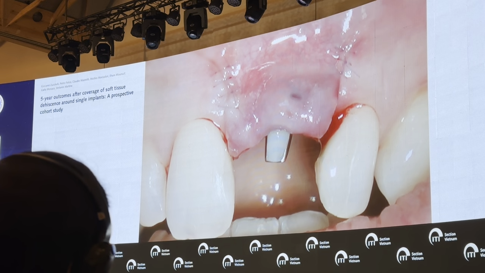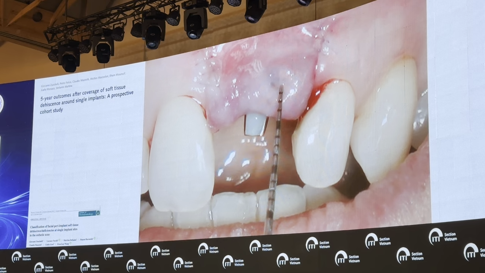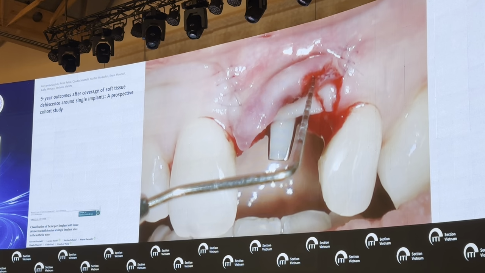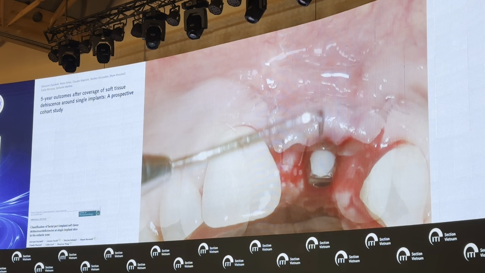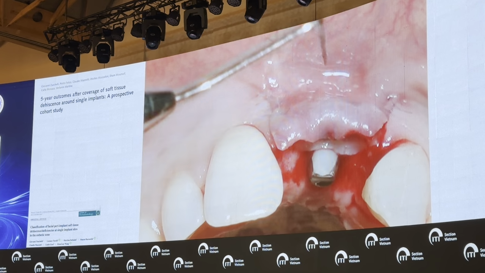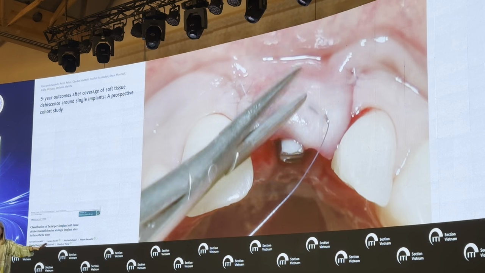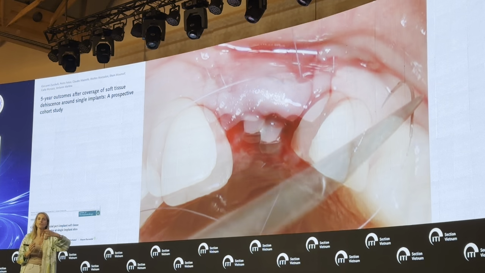And then I start closing the flap, starting from the vertical releasing incision, reducing all the tension before the last sling suture. And you see the flap is completely covering the graft, which is a crucial concept. And now you see the flap is already in the final position. This is another concept which is very important. It's different from the tunnel.